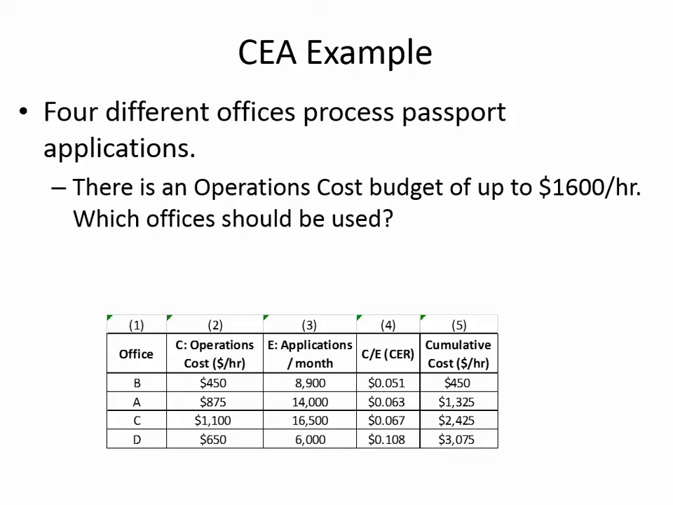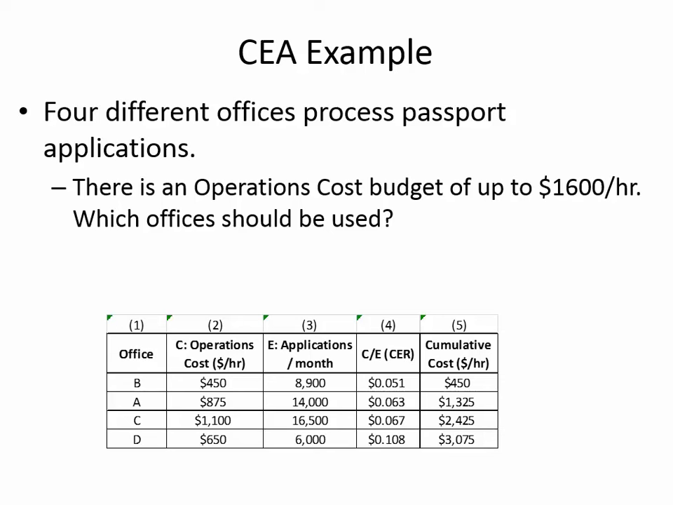So the reason this can be useful is if I had an overall budget and I can only spend $2,500 per hour, then it tells me I should open office B, A, and C. But then if I only have $2,500 an hour as my budget, then I shouldn't go with office D, because I want to maximize the number of applications that are processed for every dollar that I'm spending. So if it's $1,600 per hour, then that tells me just go with offices A and B, because that is the limit that I can spend.